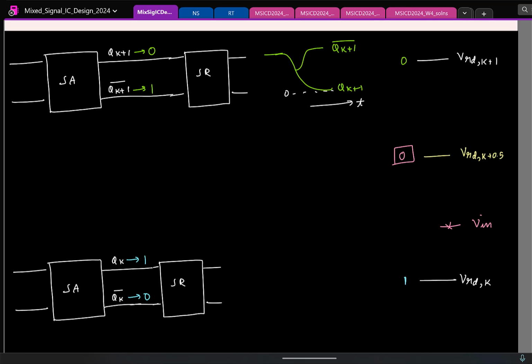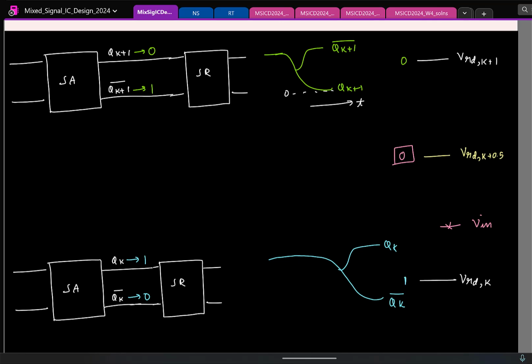Bottom or top? The input to the top one is very large, so that's going to be faster. So if I sketch the output of the bottom comparator, that is going to take a longer time, right? So it will basically do this same thing, but it's going to take longer. So this is Qk.